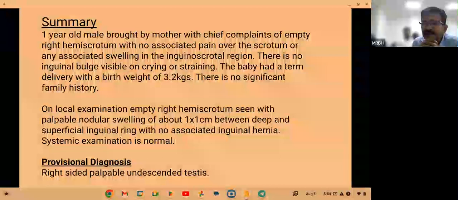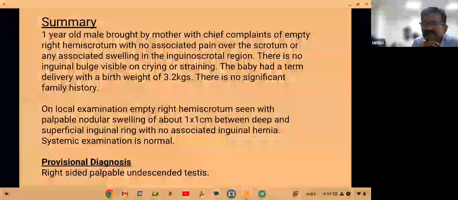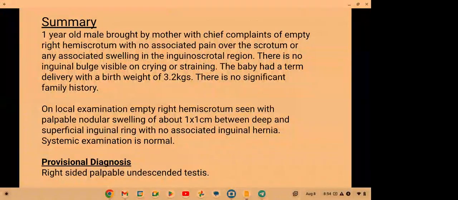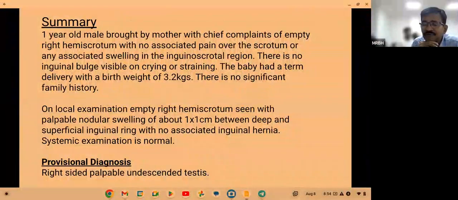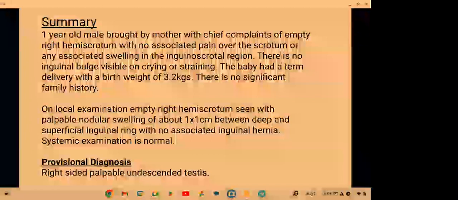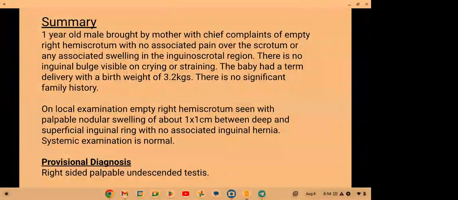Okay, sir. And the vein has got a different termination, right side and left side. The right side drains into the IVC, and the left side drains into the renal vein. So you will have to reflect the cecum and ascending colon to the opposite side, and you have to look in the retroperitoneum for the right testis.